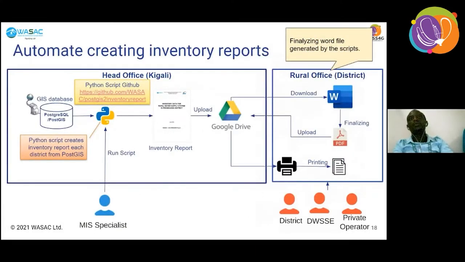Automated creation of inventory reports. Here also we create inventory reports using a Python script. As you can see, you can copy this URL to see how our workflow is done. This inventory report helps us to know the status of each water supply system. It even helps us to create the operation manuals. It helps us a lot to know the current situation of each water organ in the system, and then you can plan how it can be replaced or repaired according to the age and the physical status of each water organ.